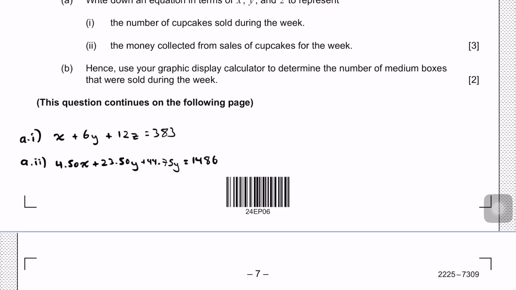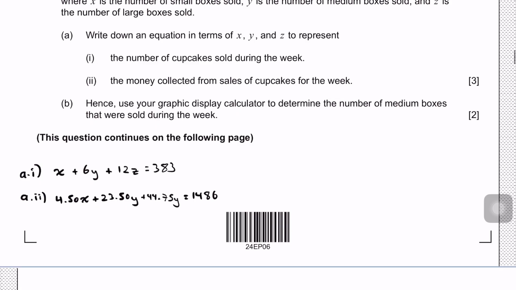They're going to, I think, ask us to solve for x, y, and z. Hence, use your graphic display calculator to determine the number of medium boxes that were sold during the week. So we just need to find the value of y. Okay, so we have a set of linear equations. For this situation where we have 3 variables, we're going to need 3 equations for 3 unknowns. So we're going to need to find one other equation here.